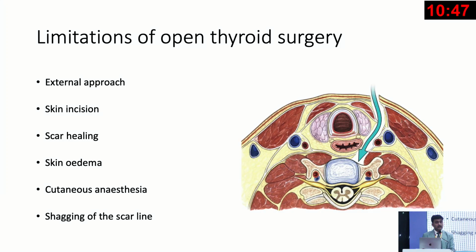There will be skin edema up and down the skin flap, which will lead to a lot of fullness in that region. Patients are concerned about when this edema is going to go down. The patient will have hypoesthesia in that skin area. At the same time, over a period of time, especially in females, the scar line gets sagging down. It keeps on shifting down in the lower neck. So these are the major challenges when we do an open thyroid surgery.